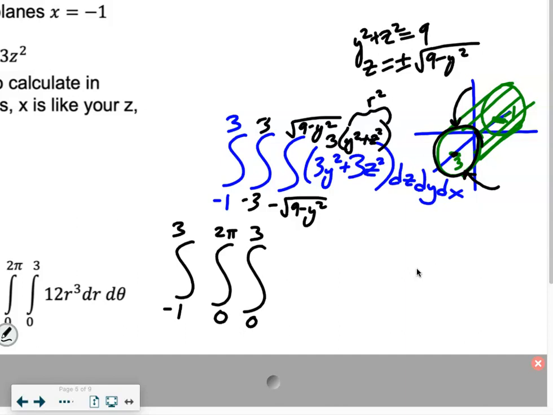Because y squared plus z squared equals 9, that's your boundary, and y squared plus z squared is the same as r squared. So you'd have 3r squared times r d theta dx. You could put x anywhere. It's constant.